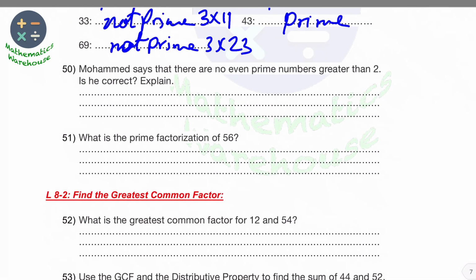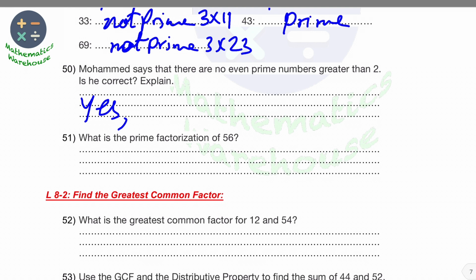Next question. Muhammad says that there are no even prime numbers greater than 2. Is he correct? And explain. Yes, he is correct. That's why, because 2 is a factor for all even numbers. So any even number has at least 3 different factors: 1, itself, and 2.